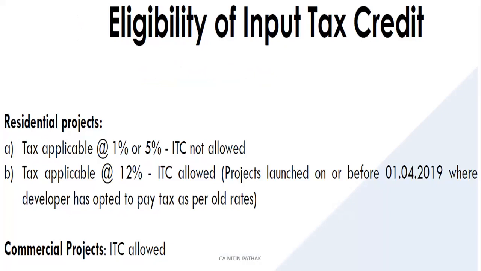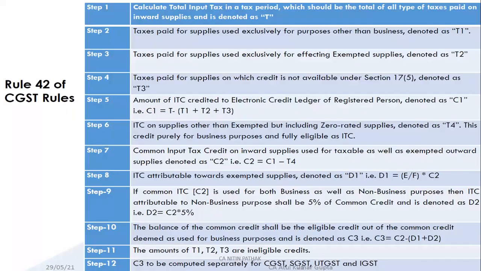Now I'm into eligibility of input tax credit. Residential project 1%, 5%, which I've already covered. I've already covered that in the slide. Now this 42 and 43.